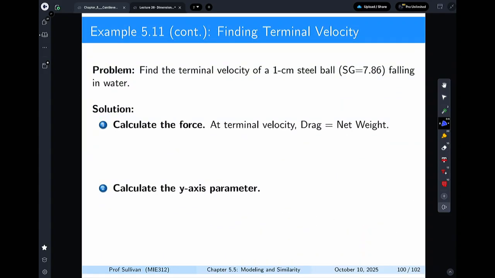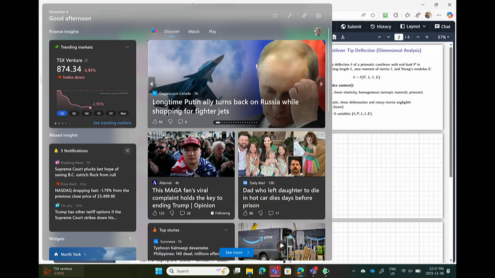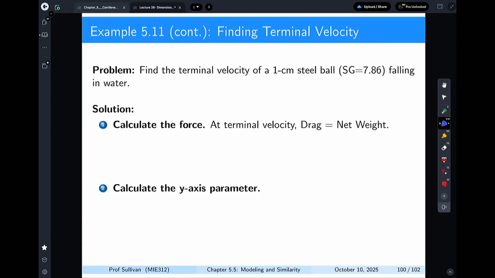So, drag force. Force of drag equals net weight. Sorry, find the terminal velocity of a 1 centimeter ball, specific gravity 7.86, falling in water. In which case you have net weight, rho s minus rho w, g pi over 6, d cubed.